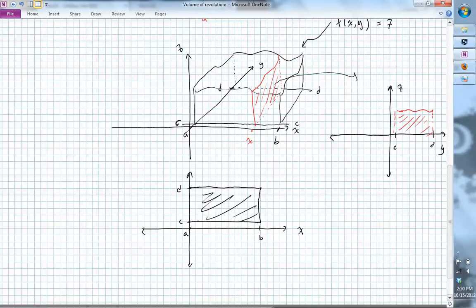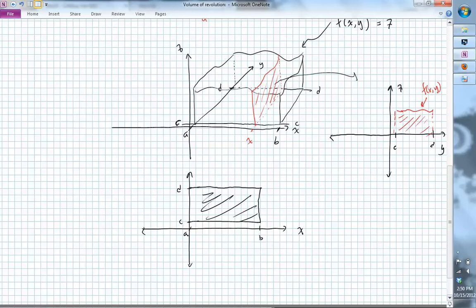This curve up here is just f of x, y, where x is some fixed value and y is allowed to range between c and d. x is a fixed value and y ranges from c to d. So that's what this guy is.